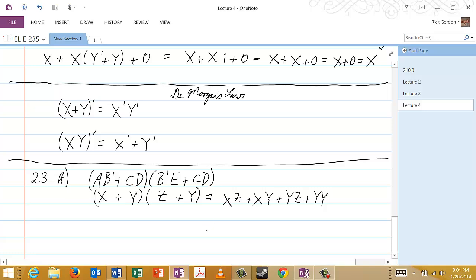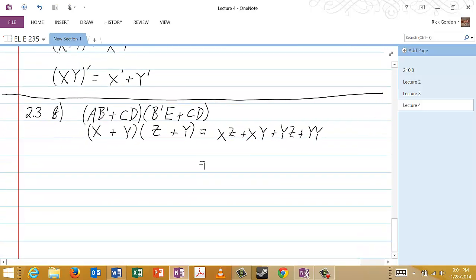Now, let's think about that for a moment. I'm going to go ahead and write down XZ or XY or YZ. I'm not sure I can do too much with those at the moment, but I know from what we've already talked about that YY is simply equal to Y. Any Boolean variable ANDed with itself is itself. 0 ANDed with 0 is 0. 1 ANDed with 1 is 1. So YY is equal to Y.